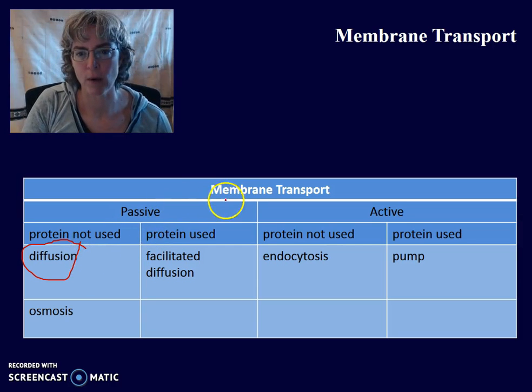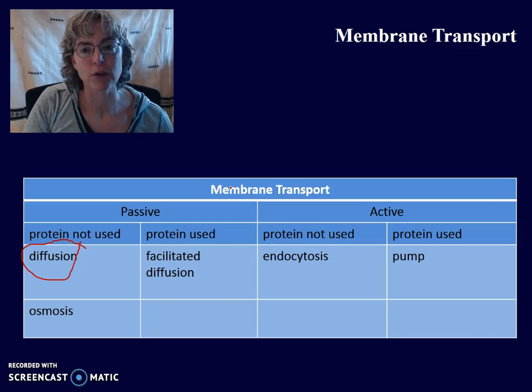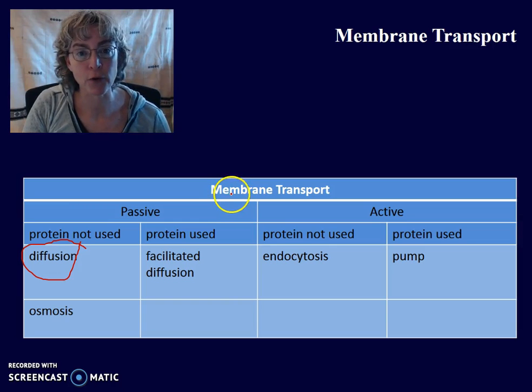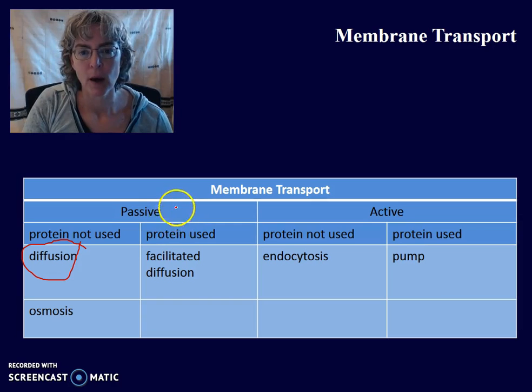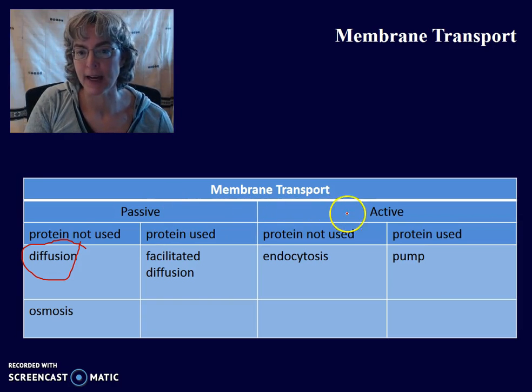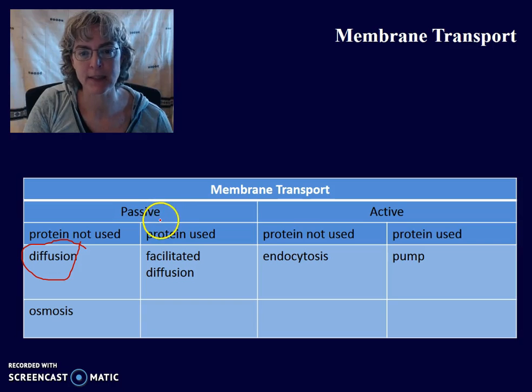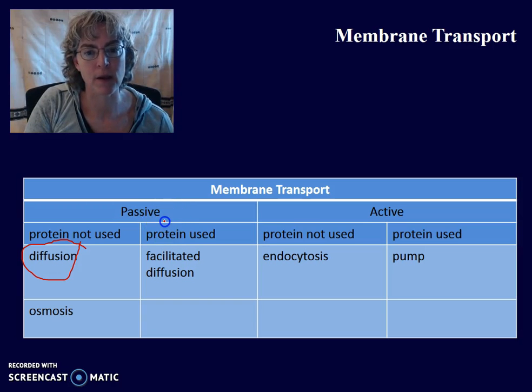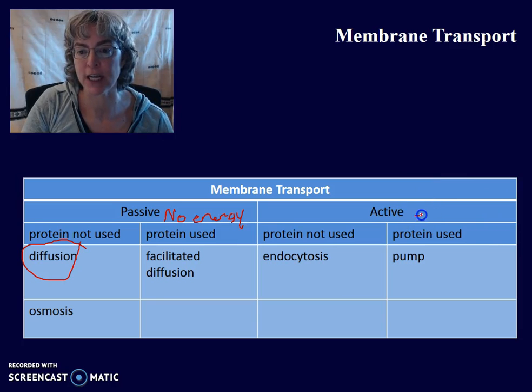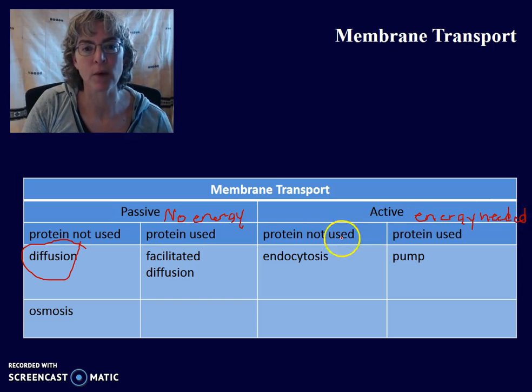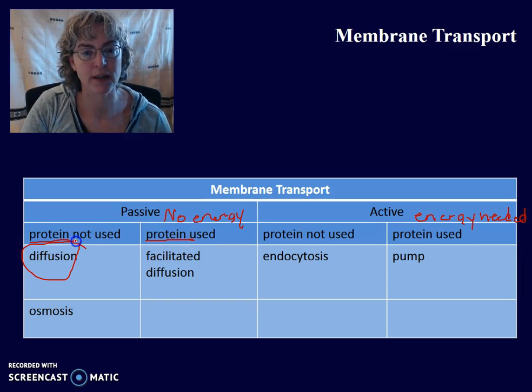We were talking about how the membrane transportation can be categorized in several different ways. One is passive and active transportation. So passive is no energy is needed for the process, whereas active energy is needed. The other way is whether a protein is used in the process or not.